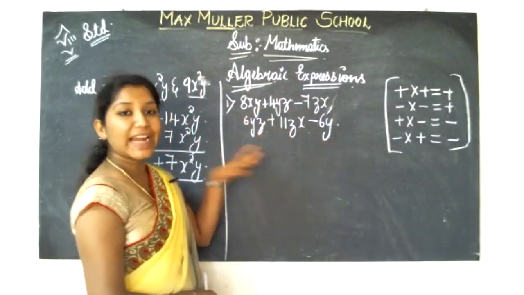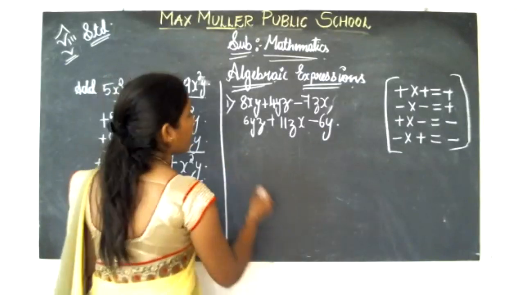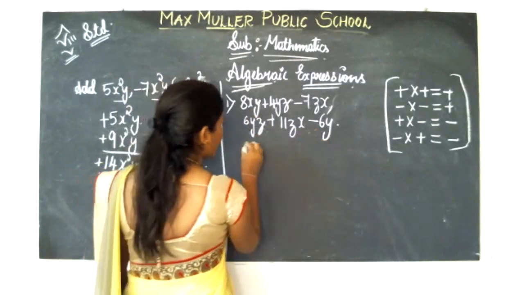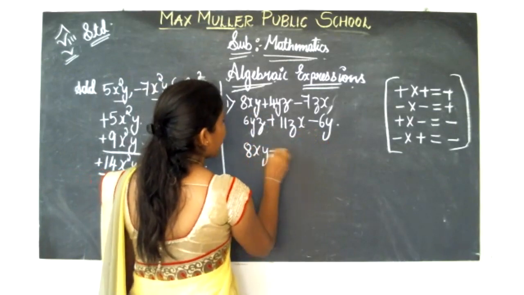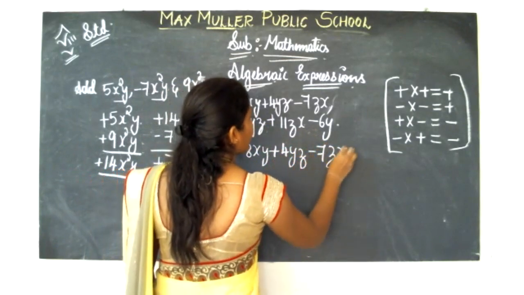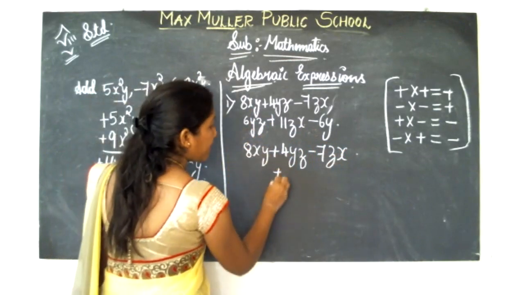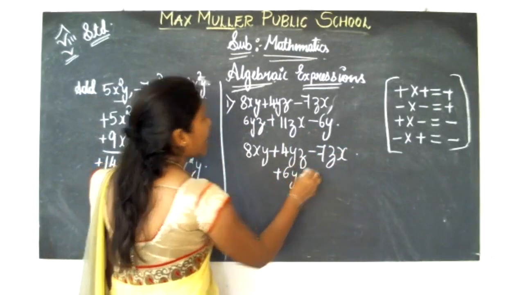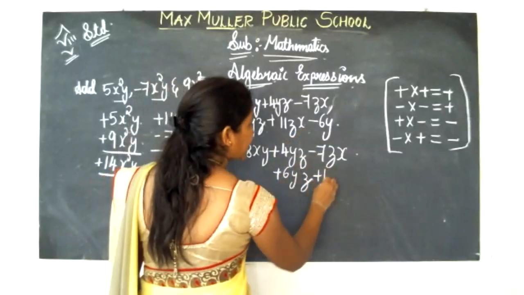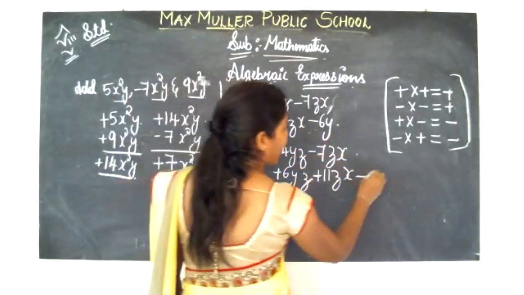You have to write all the terms, like terms under likes. See, 8xy. Are there any other xy terms here? No. Write it as it is, 8xy. Next, plus 4yz. Copy that thing. Next, under the yz term, plus 6yz. Write it down. And then next, plus 11zx. Write down plus 11zx under the zx term. And minus 6y. Write it down.